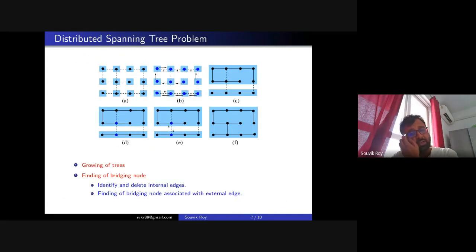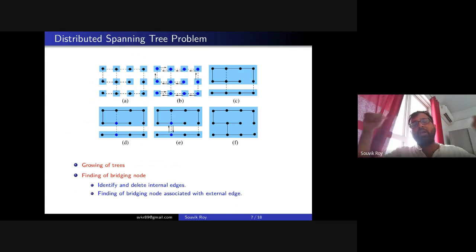Then we have considered the distributed spanning tree problem. In the spanning tree problem, we have taken a grid graph, and initially each of the cells, the nodes representing cells, there are 2 types of cells in this. If you try to map this in cellular automata, it is a 2D grid considering one neighborhood. So each cell, each node representing a cell, is initially a forest. Then there are 2 phases of this computation. One is growing of trees.